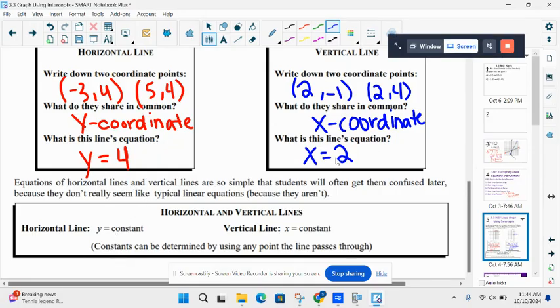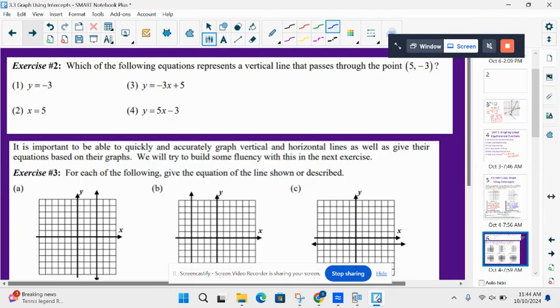And vertical lines have the equation of x equals a number, and that number is whatever it crosses through on the x-axis. Okay, so horizontal and vertical lines are so simple that sometimes we forget about them, because they're so simple, and we expect them to have to be like mx plus b, and they do not. So they are different than slanted lines. They have different types of equations. It's just y equals a number, x equals a number. Okay, so that's what we're going to practice today.